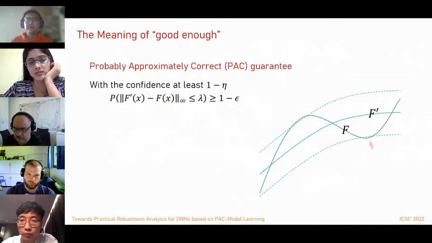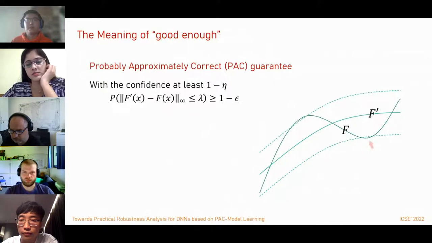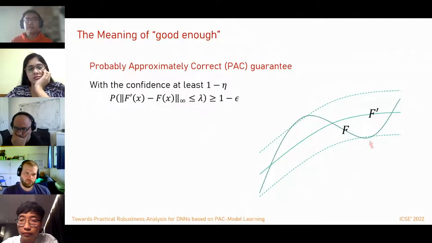Since we want to estimate the robustness with some guarantee, we must define the meaning of good enough. Here, we bridge the learned model with the original DNN by a probably approximately correct, PAC for short, guarantee. The absolute error between the learned model and the original model is bounded by lambda with the confidence at least 1 minus eta, and the error rate at most epsilon.